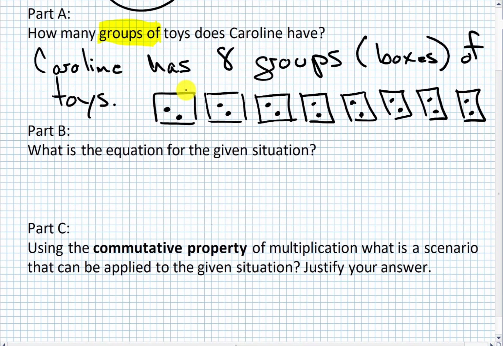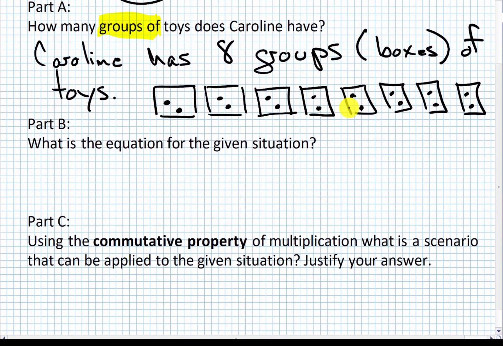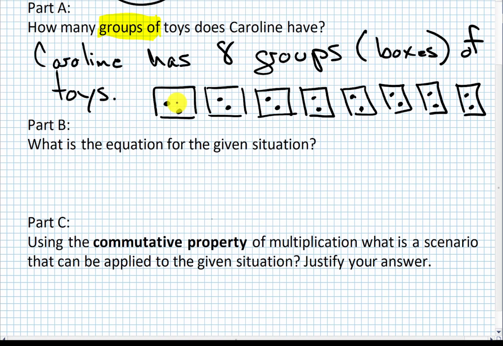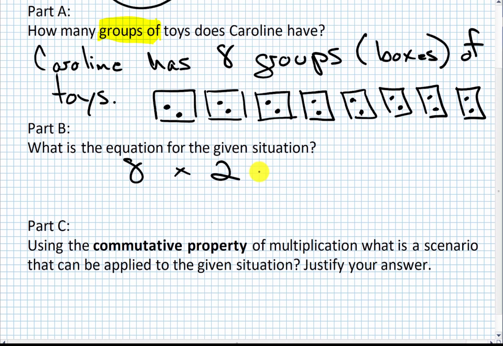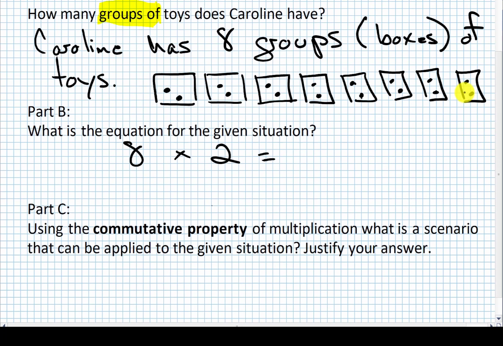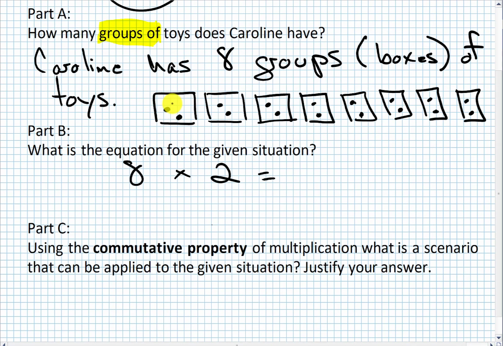So we have 8 boxes with 2 toys in each box. Or we can look at it another way and say we have 8 groups of 2. So we have 8 times 2. And if we do some skip counting, we'll see that we have 2, 4, 6, 8, 10, 12, 14, 16 total toys in all.